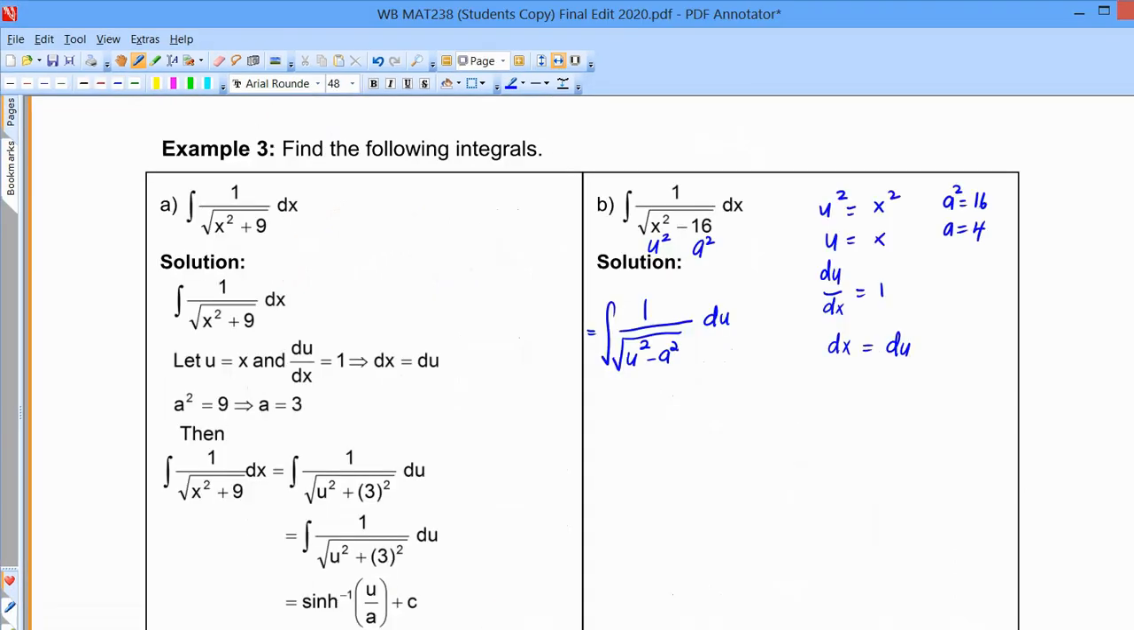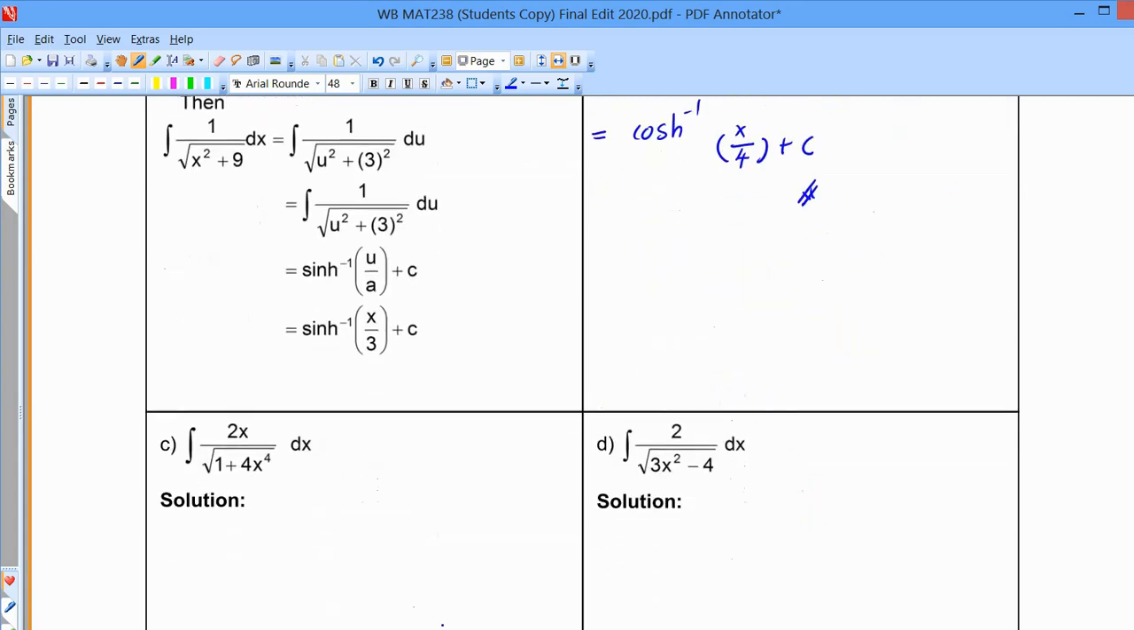So now as we know, this will equal inverse hyperbolic cos u over a plus c. The last step is to substitute your u and a, then the answer will be inverse hyperbolic cos, our u is x, our a is 4, plus c. This is our answer.